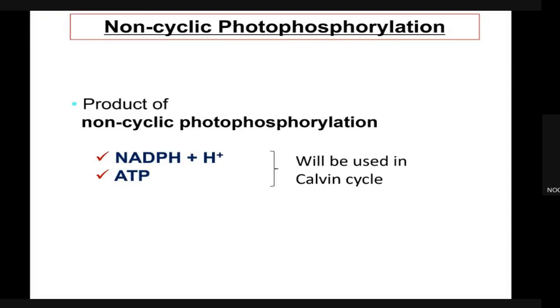As a summary, the products of non-cyclic photophosphorylation are NADPH and ATP. So the NADPH plus H plus and ATP will be used in the stroma of chloroplast, which is in the Calvin cycle, or the light independent reaction. There is another product from non-cyclic photophosphorylation. Let's not forget the oxygen. So oxygen gas will be released into the atmosphere.